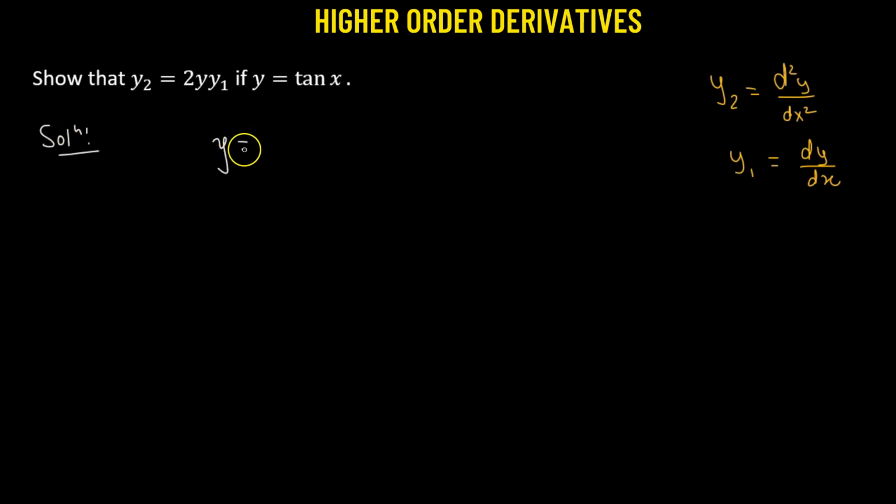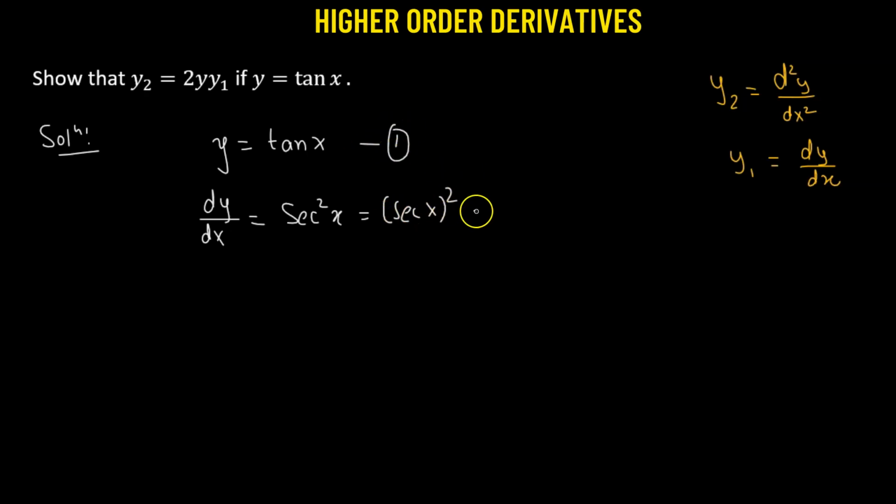So here we are given that y equals tangent of x. Now let's take the derivative of y with respect to x. That means the derivative of tangent of x is going to give us secant squared x, or simply secant of x whole squared. So let's call this number 1 and this is number 2. Now the derivative of y with respect to x is simply y1.